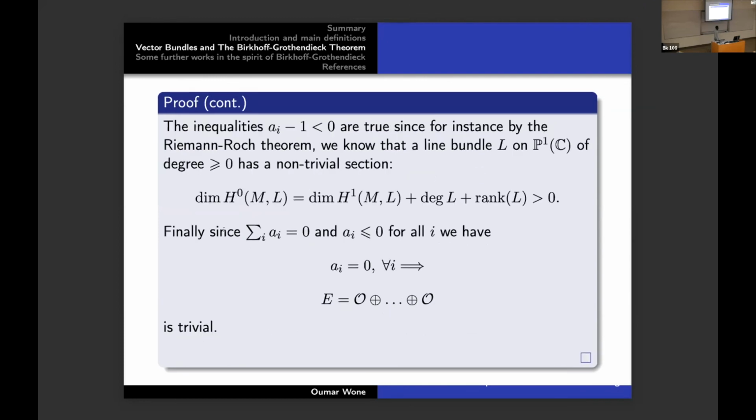So one can see the inequality a_i minus 1 strictly negative by, for example, using the Riemann-Roch. Finally, since the sum over i of a_i is 0, and a_i is negative or equal to 0, then necessarily all the a_i are 0, and we have E isomorphic to the direct sum of O. So it is trivial.